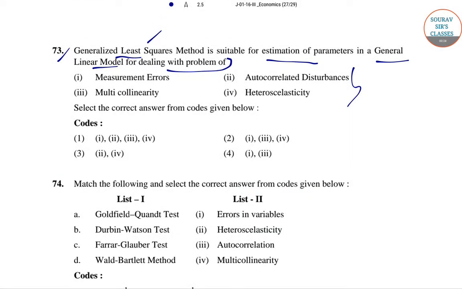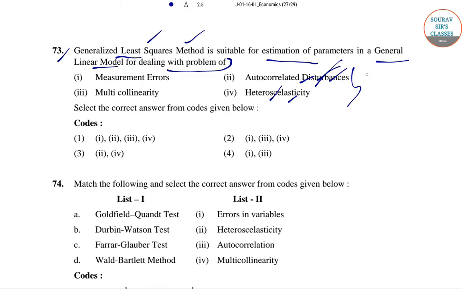We know that we usually use the generalized least square method in case of autocorrelated distribution and also in case of heteroscedasticity. So generalized least square method is suitable for autocorrelation and heteroscedasticity. I hope you know what autocorrelation is. Autocorrelation is when the error terms are correlated with each other.